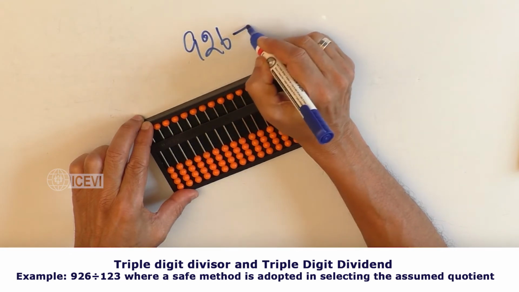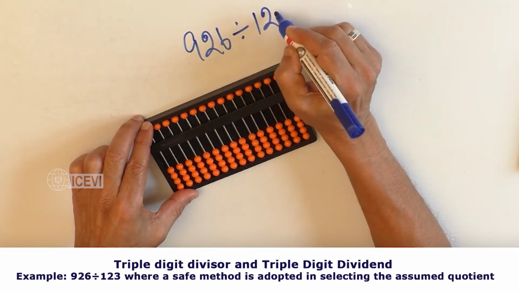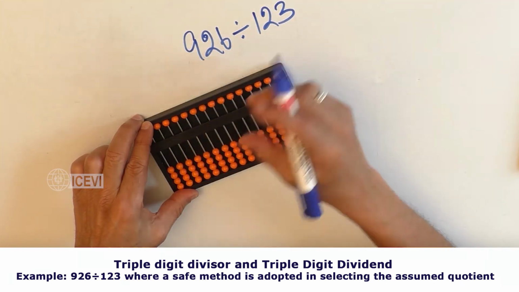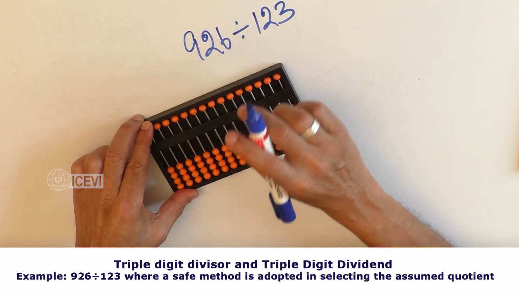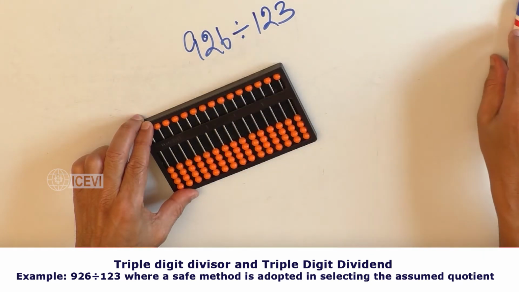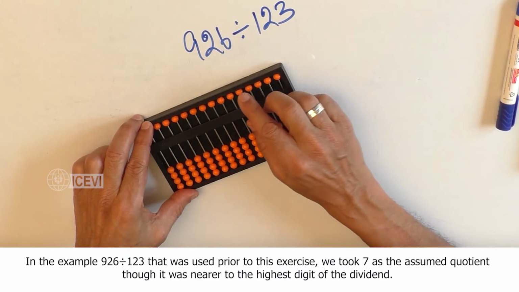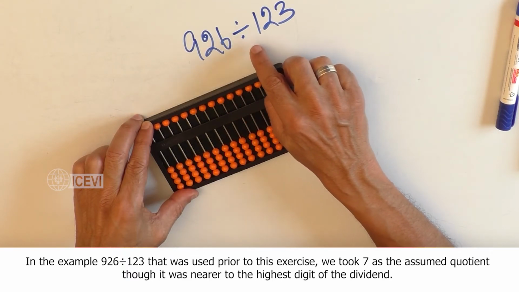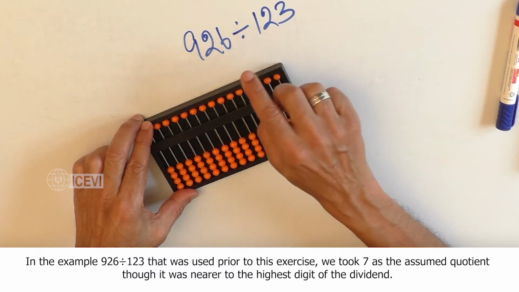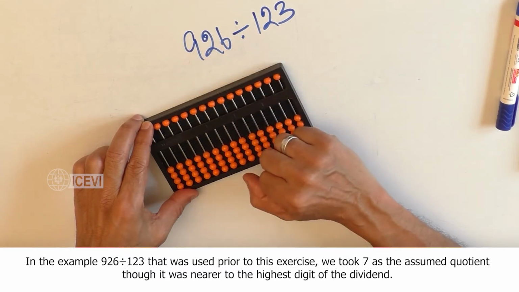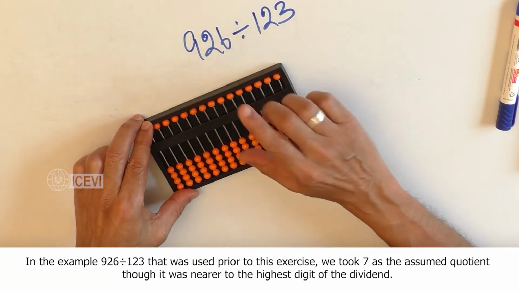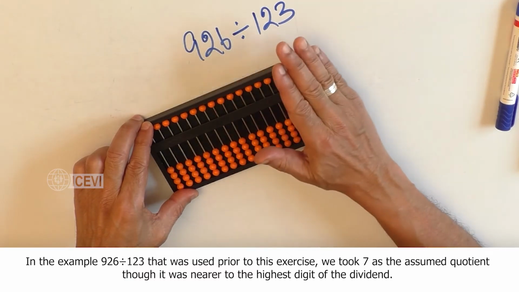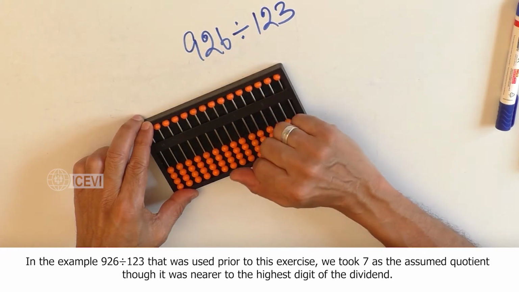926 divided by 123, where a safe method is adopted in selecting the assumed quotient. In the example, 926 divided by 123 that was used prior to this exercise, we took 7 as the assumed quotient, though it was nearer to the highest digit of the dividend.